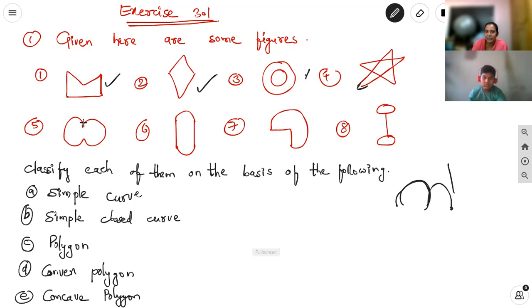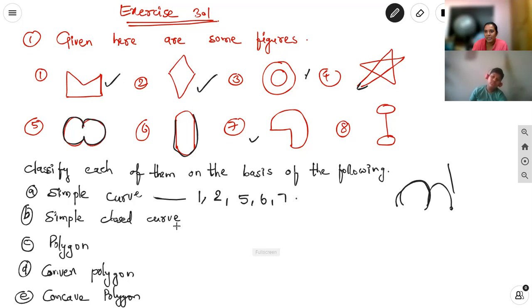This is a simple curve: joining of the two points, again joining of the two points. This is also a simple curve, it is also a simple curve. Okay, the simple curves are first, second, fifth, sixth, seventh.